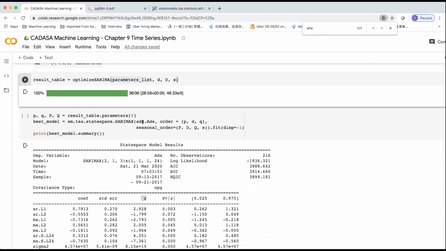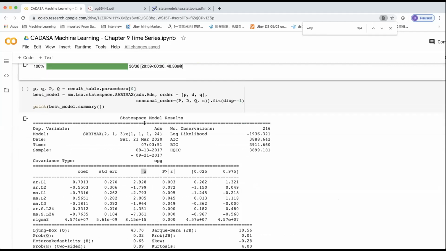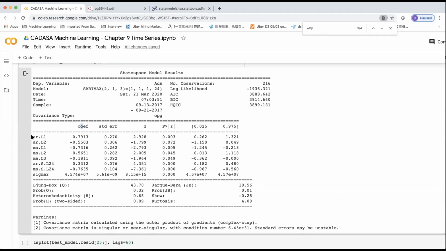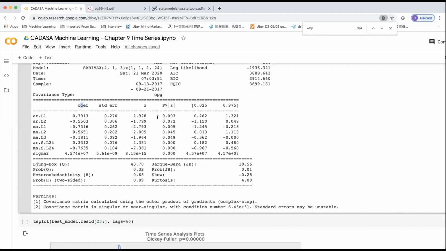After that, we're going to have this kind of regression model. Because we only have 2 P here, we have L1 and L2, and we have 3 Q here. So that's L1, L2, L3, MA, 2 AR, 3 MA, and 1 AR and 1 MA seasonality here. So this is all the coefficients, that's all the P values here. So this is the final model you're going to have.